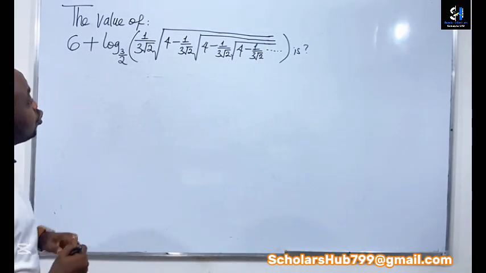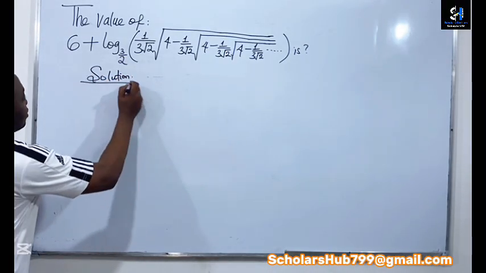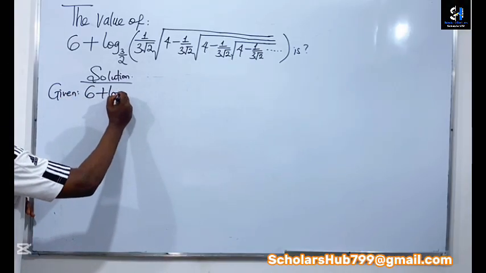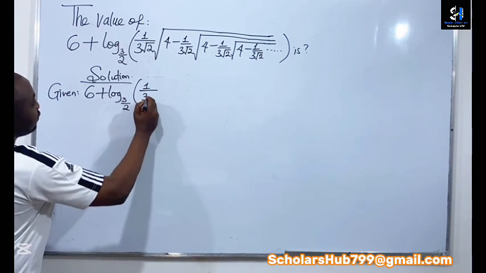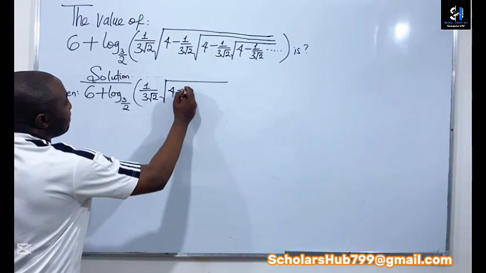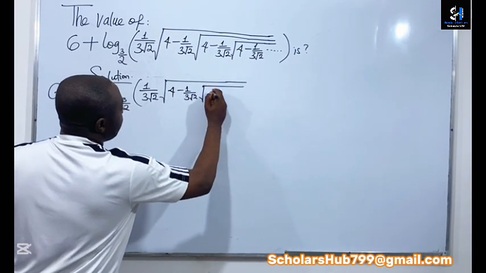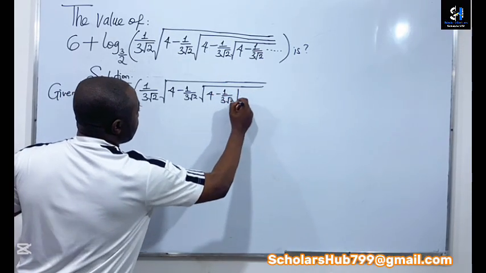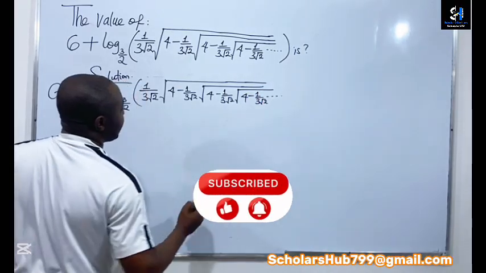So to do that, let me write the question again. We're given 6 plus logarithm to base 3 over 2 of the product of 3 root 2 radical 4 minus 1 over 3 root 2, then radical 4 minus 1 over 3 root 2, radical 4 minus 1 over 3 root 2, like that.